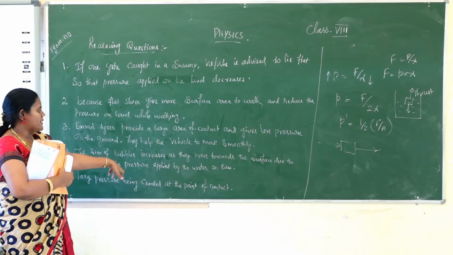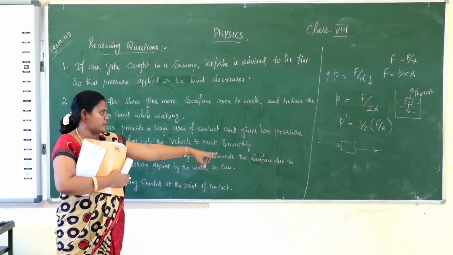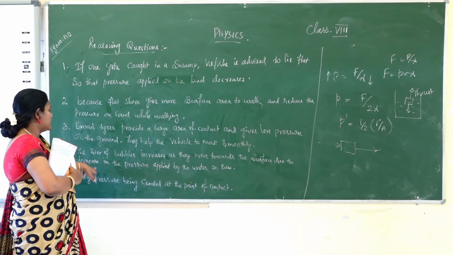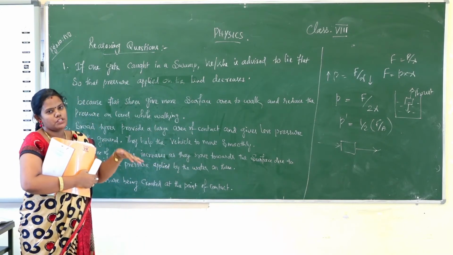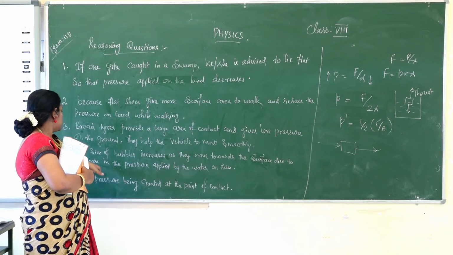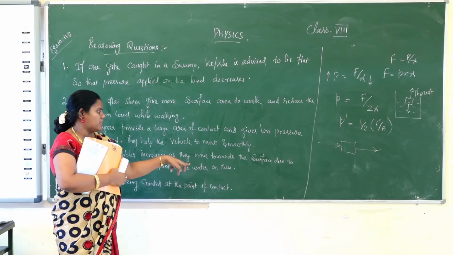The size of the bubbles increases as they move towards the surface, because the decrease in the pressure is applied by the water on them. The pressure applied by the liquid becomes less.